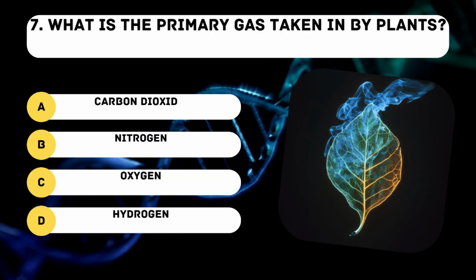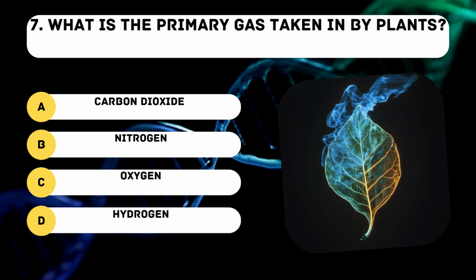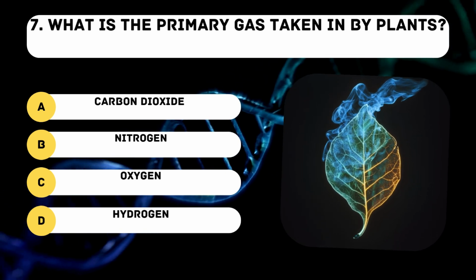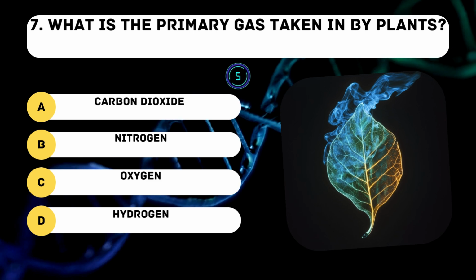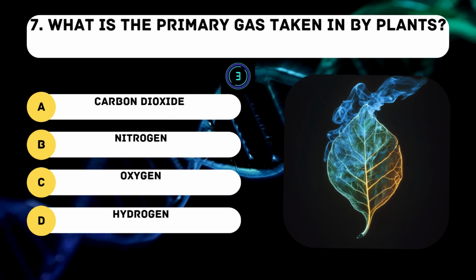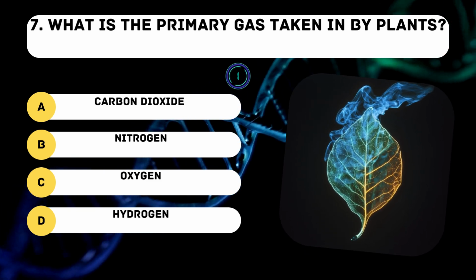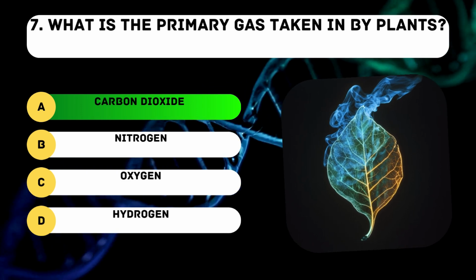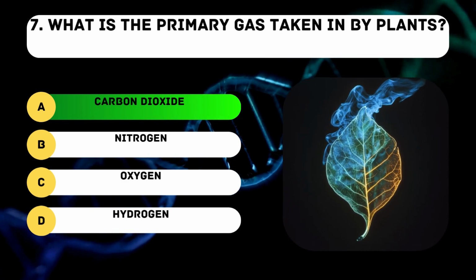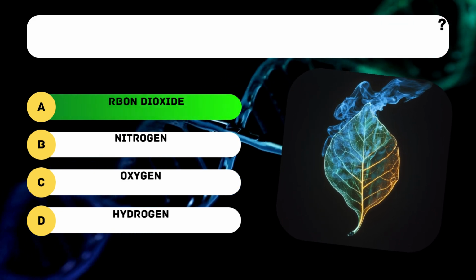7. What is the primary gas taken in by plants? A. Carbon dioxide, B. Nitrogen, C. Oxygen, or D. Hydrogen? The answer is A. Carbon dioxide. Plants absorb carbon dioxide during photosynthesis to produce glucose and oxygen.